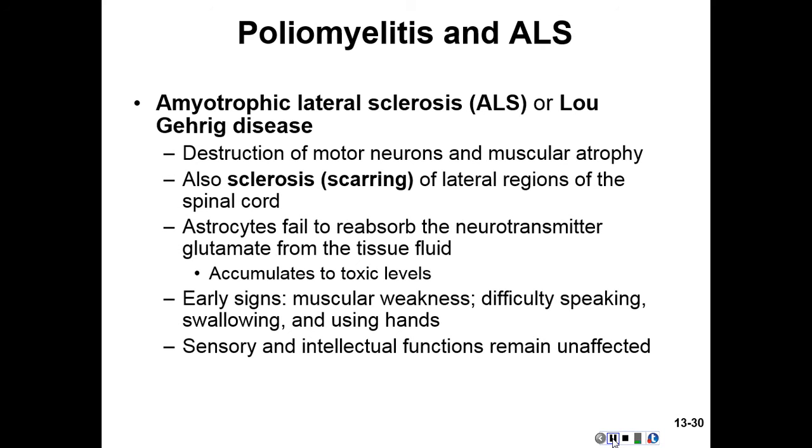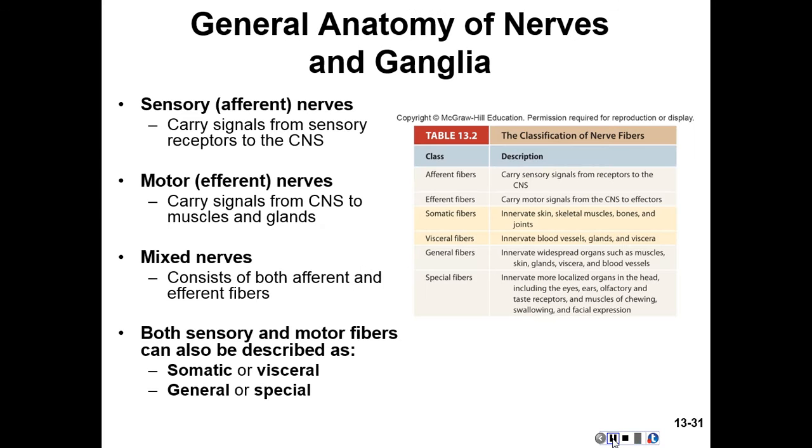This forms a blood connection between the nerve and the capillaries in that region. So these cells fail to reabsorb glutamate, a neurotransmitter that can be toxic to the nerve cells, and they can damage those nerve cells, causing muscle weakness and paralysis, affecting your speaking, swallowing, and the use of hands. Again, sensory and intellectual functions remain unaffected with this process.